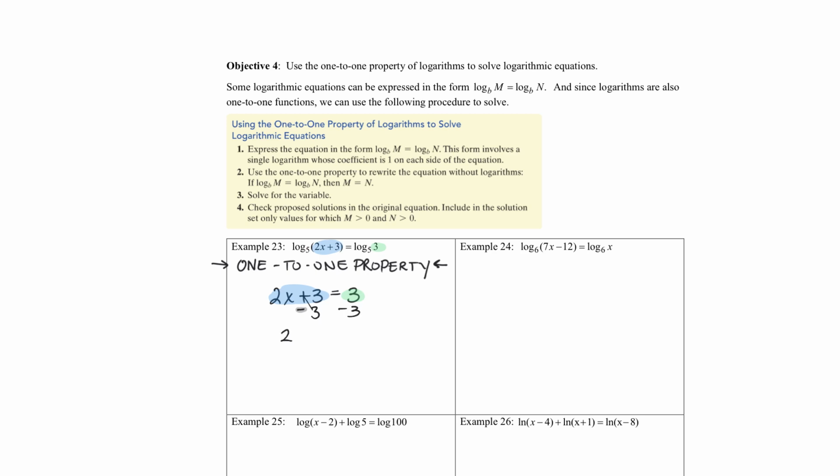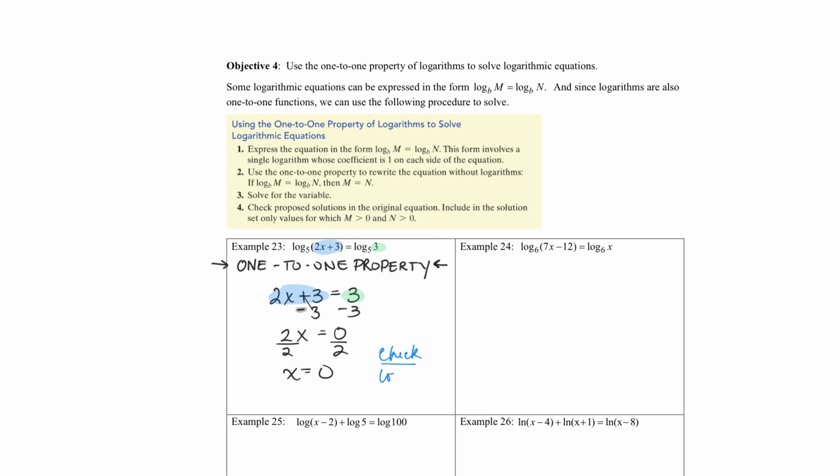And so I'm going to end up with 2x is equal to 0. Divide by 2, and I get x equals 0 is my proposed solution, right? I need to check that proposed solution in both logarithmic expressions, and actually only the one on the left, because it's the only one that involves a variable.